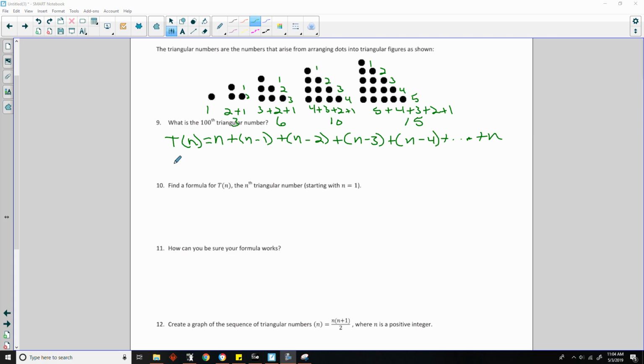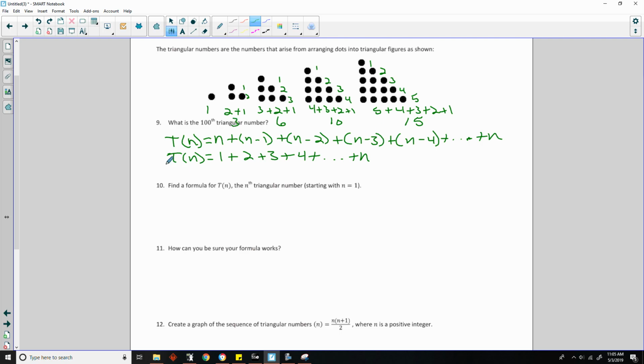This could also be written as T of N equals 1 plus 2 plus 3 plus 1 plus 2 plus 3 plus 4 plus, all the way out to N. So we could start at the top: 1 plus 2 plus 3 plus 4 plus however many there are in the bottom row.